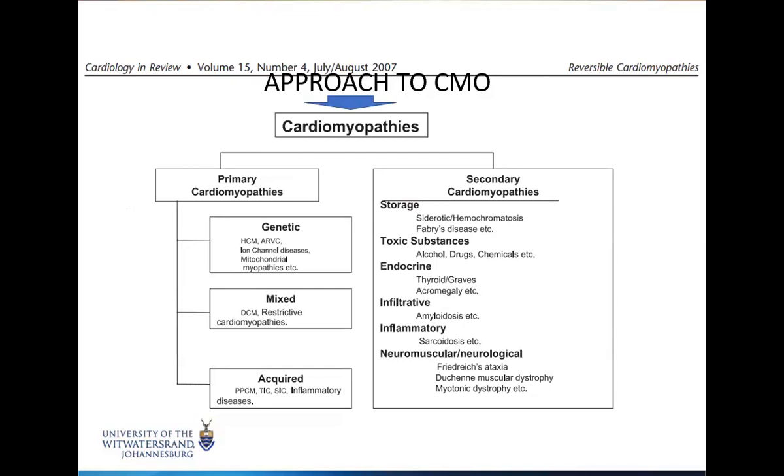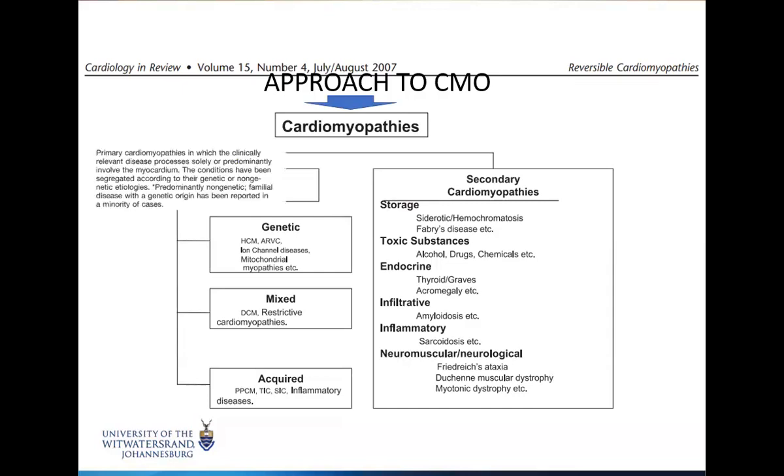So examples of secondary cardiomyopathies would be storage, toxins. You have to think about endocrine, such as hyper or hypothyroidism, infiltrative disorders, inflammatory disorders, as well as neuromuscular. So for primary cardiomyopathies, the key thing is to say, are they genetic or acquired? And these are the specific examples. And then in between, you would have the mixed group, such as restrictive cardiomyopathy.